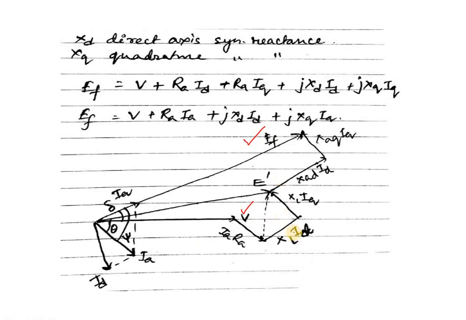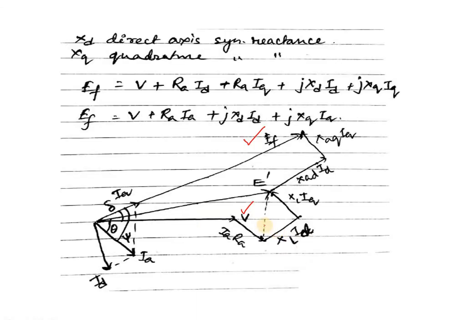And here we have included the Ra part also in this diagram, and if we include Ra, that means here the IaRa part will be added. As per this diagram we have added IaRa, so accordingly our IdXd and IqXq have been shifted. So in that way we can draw the phasor diagram of a salient pole synchronous machine, and that thing we have explained here.